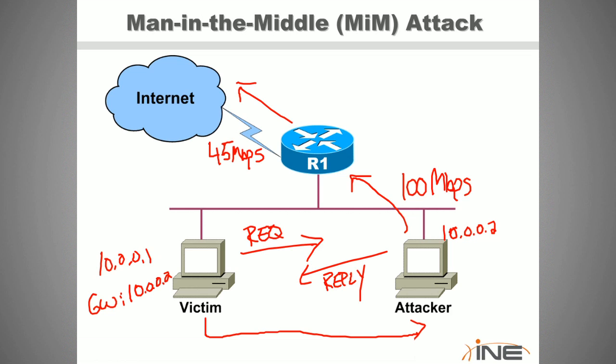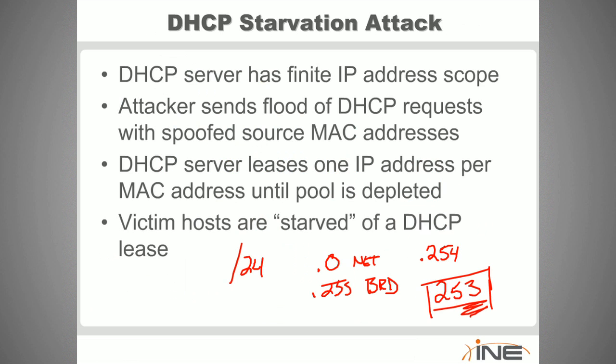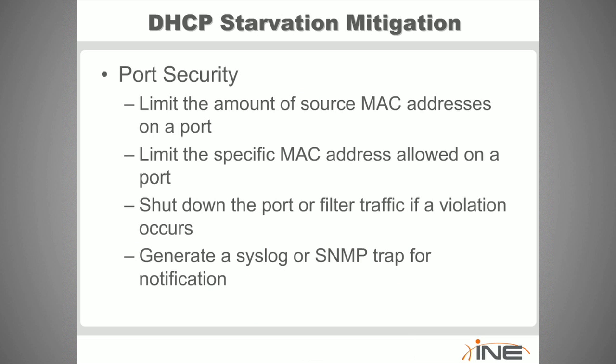Is everybody up with me up to this point as to what the problem is with the DHCP attack? So the attacker is trying to trick the victim to send the traffic to itself first before it gets forwarded on to the destination.